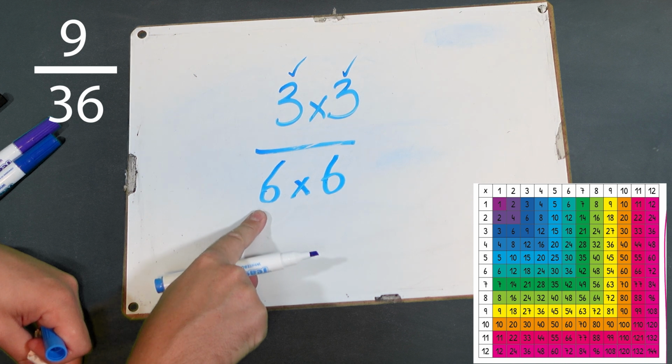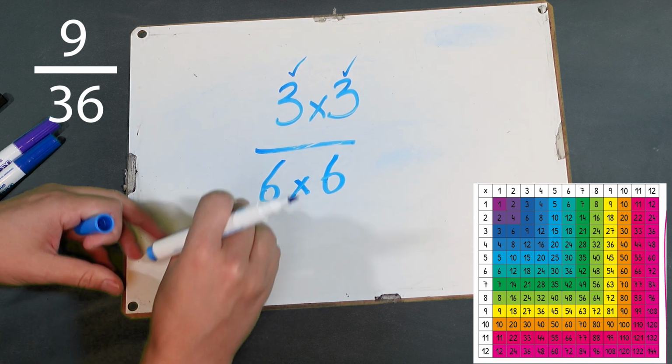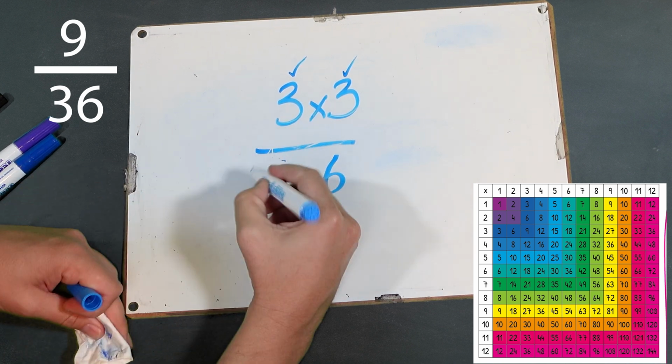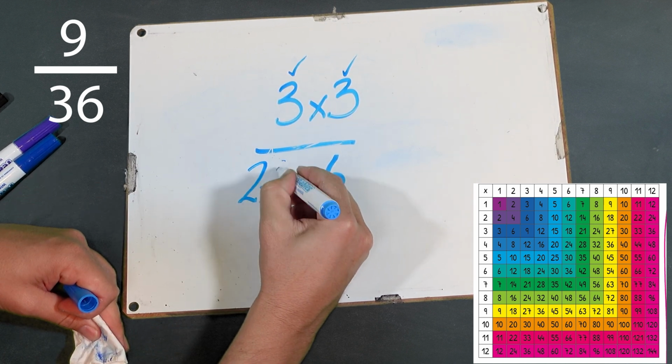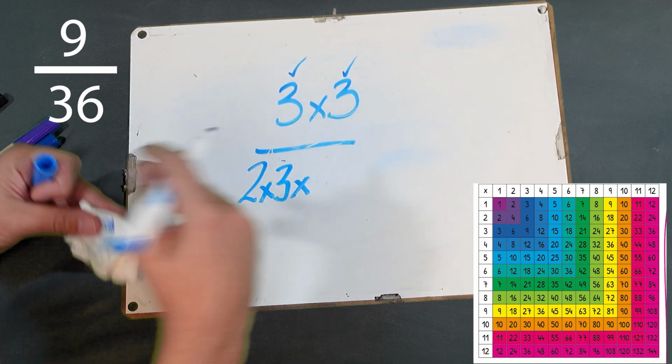Now we look at the 6. What two numbers times together to equal 6? 2 times 3. Same with this 6, 2 times 3.